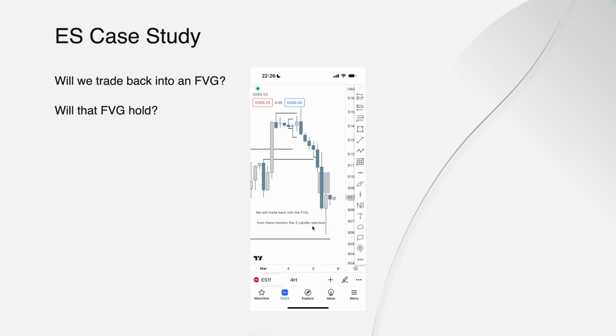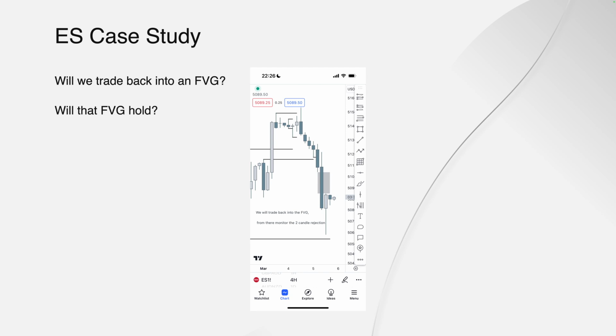From there, monitor the two candle rejection. Now, leading up to that, we see again the lines right there, which we can recognize from the previous video actually, because those are the lines that we ended the video with, the PD arrays that we ended the video with. We can ask ourselves two questions from this case study. Will we trade back into an FVG right there? That is how we can use candle signs to our advantage, because we can understand when we want to trade back into a fair value gap. Will that fair value gap hold? That's also what we can understand based on candle signs.